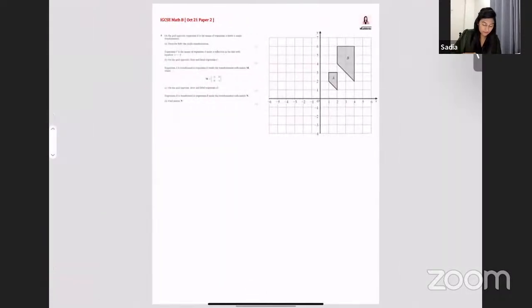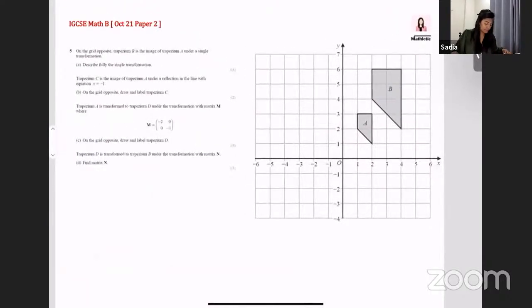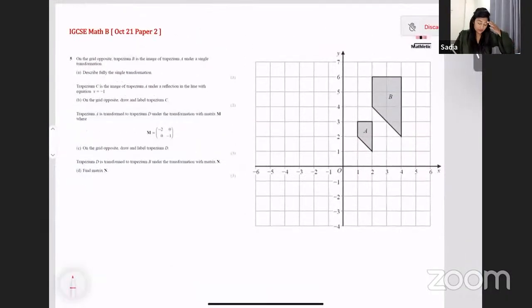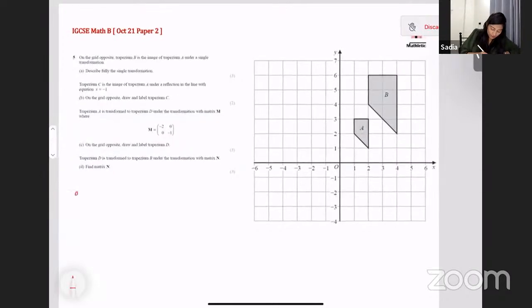Next, this is from October 21. This is a bit difficult. Not difficult, I would say it's different because we have to deal with a trapezium in this case. So for number 5, we have this trapezium B. A and B are already given. So describe fully the single transformation. If we compare these trapeziums, we can clearly see that it's a change in size. Change in size means it's actually an enlargement. So the first part is enlargement.